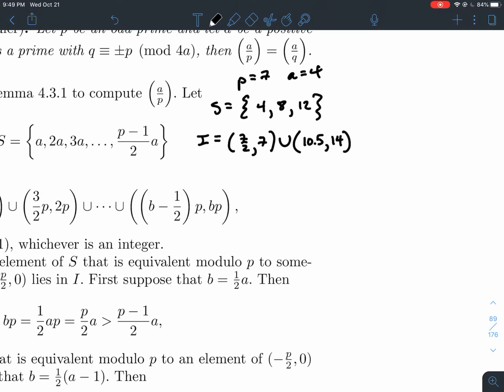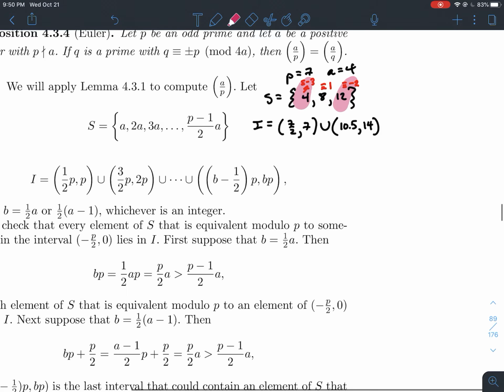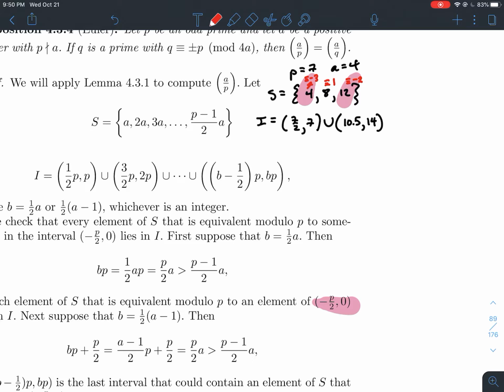And so maybe it would be helpful if I thought about this set S. I'm going to just write it up here. If I want to be between minus 3/2 and 0, I'm going to think about 4 being really equivalent to -3 mod 7. 8 is equivalent to 1 mod 7, so that's not helpful. And then 12 was equivalent to -2 mod 7. So the point is that 4 and 12 were the things in S that would be in this interval from minus 3.5 to 0.